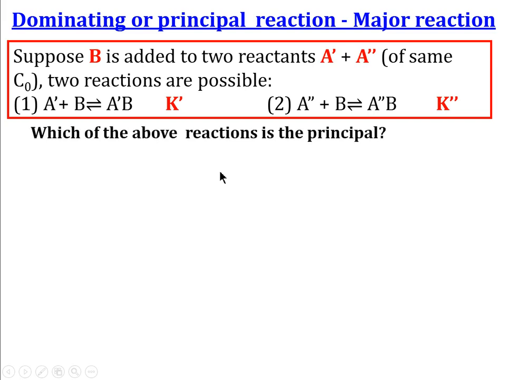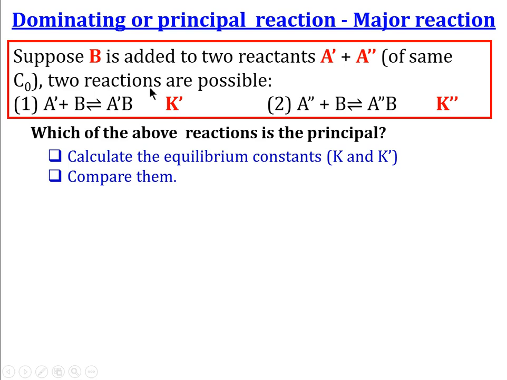Which of the above reactions is the principal, that starts first? You know that the K' value is an indication about the advancement of the first reaction. If K' is high, reaction 1 is advanced. K'' is an indication about the advancement of reaction 2. If K'' is high, reaction 2 is advanced. They have the same stoichiometry, 1, 1, 1, so K' and K'' can be compared to know the sequence of the reactions.